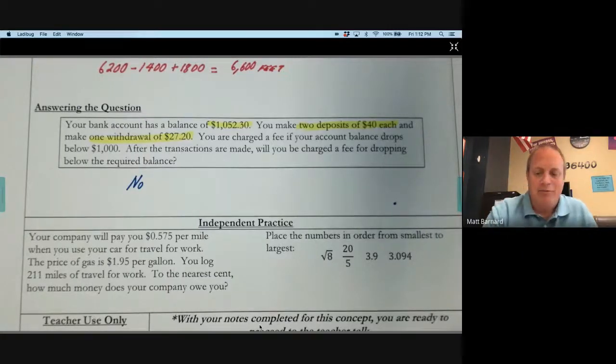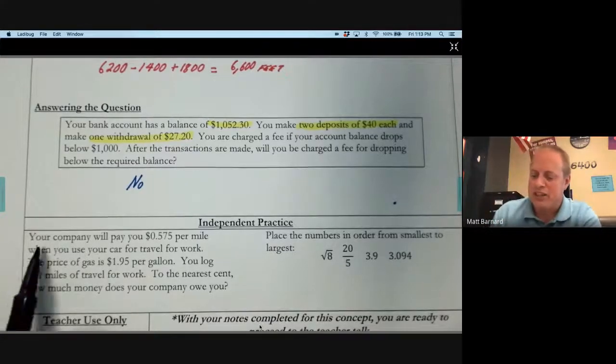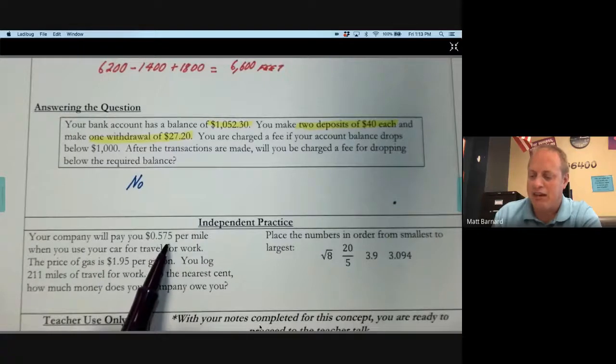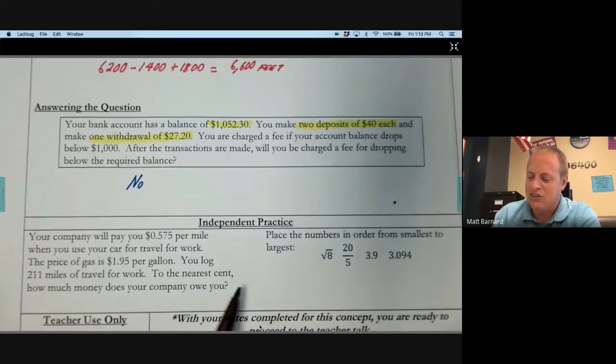Well, hopefully you've paused the video and you've gone through both of those to see what you've learned and what you've accomplished so far. First question, your company will pay you 0.575 cents per mile when you use your car for travel for work. The price of gas is $1.95 per gallon. You log 211 miles of travel for work. To the nearest cent, how much money does your company owe you?